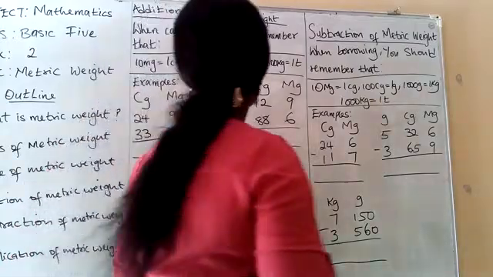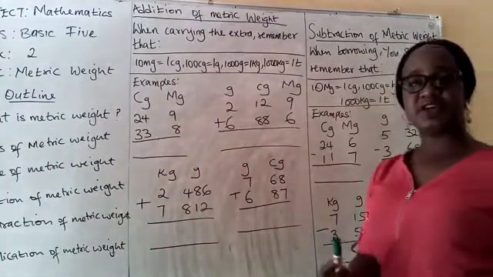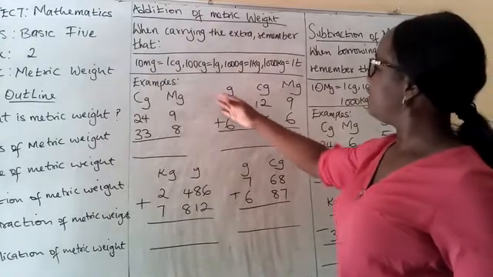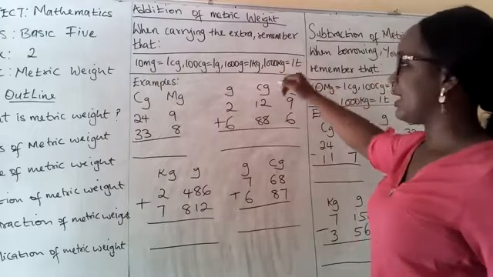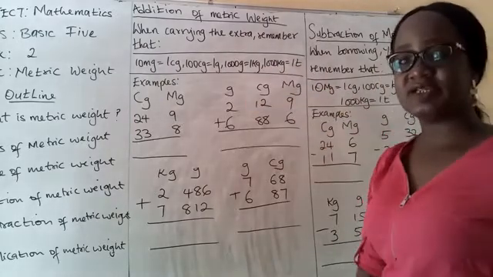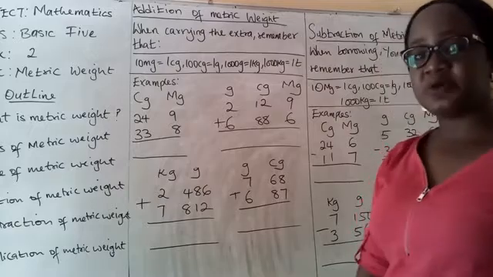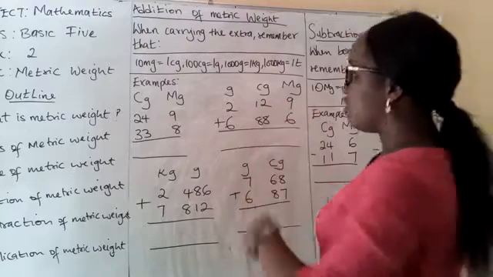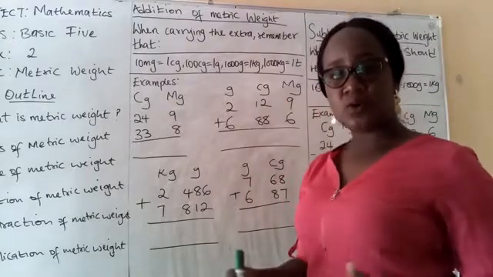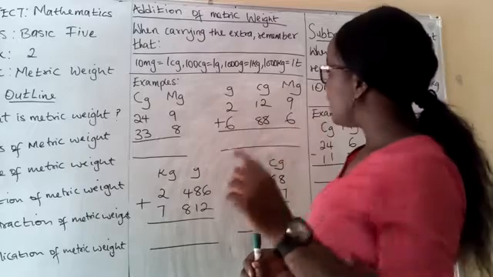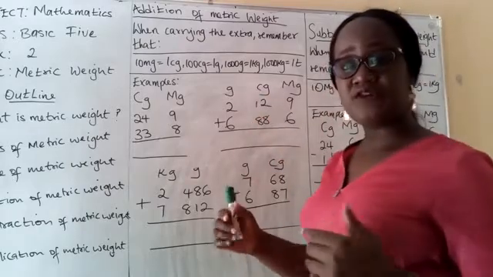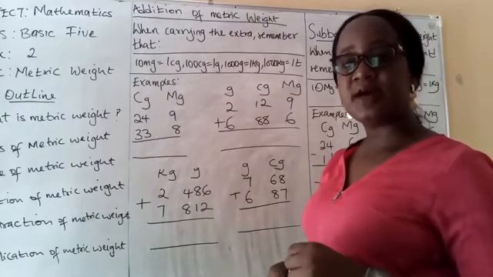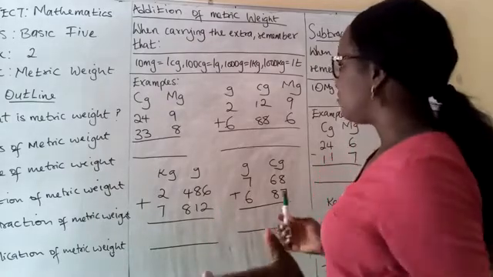So what we have now is addition of metric weights. At a glance, you observe that we have given you some of those units, right? This is just to guide you. Now, quickly refresh your memory. You still remember that 10 milligram will be giving you what? 1 centigram, right? 100 centigram will be giving you 1 gram. 1,000 gram will be giving you 1 kilogram, and 1,000 kilogram will be giving you what? 1 metric ton.